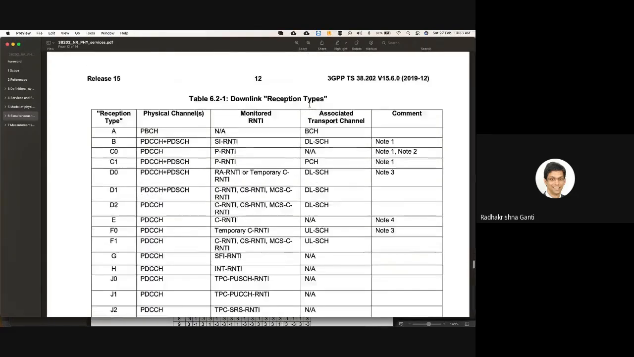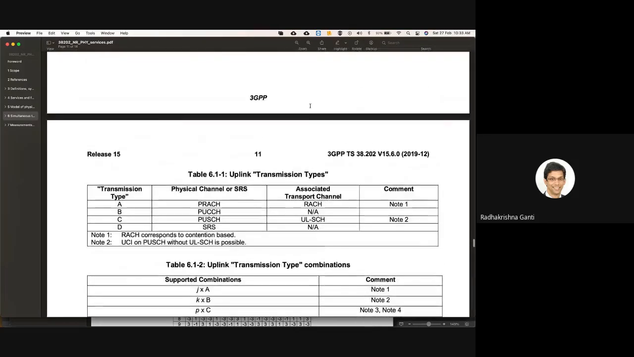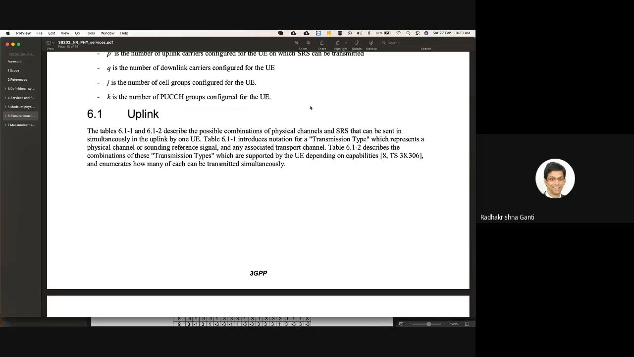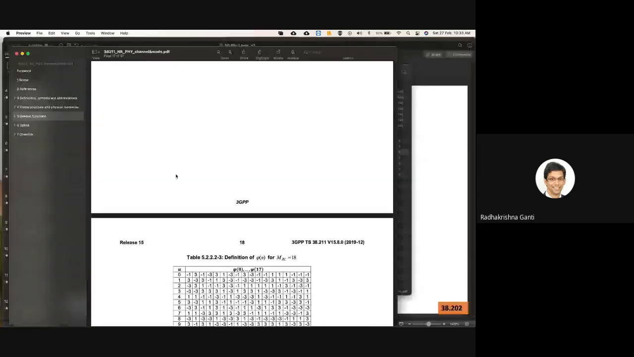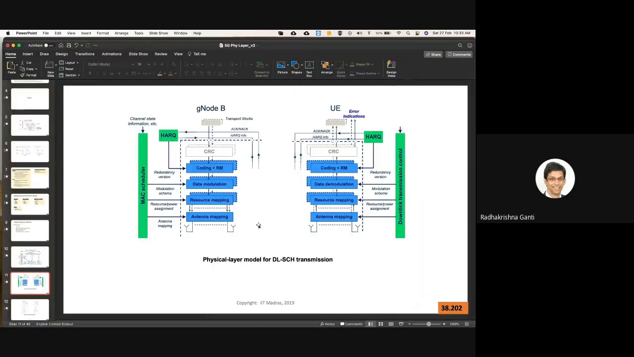Okay, I don't think we should read this part right now. We will confuse ourselves. Okay, so essentially 38.101 and 38.102 are just very, very high level diagrams of what is there in the system. Okay? That's why I'm not spending too much time on that.